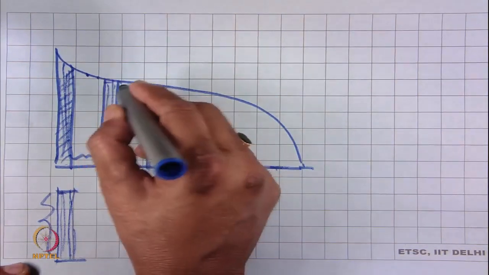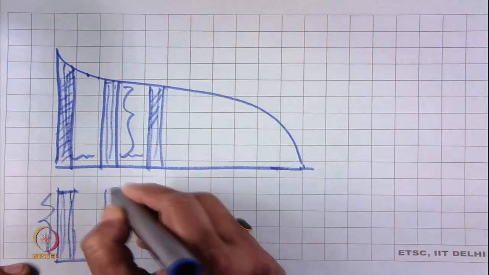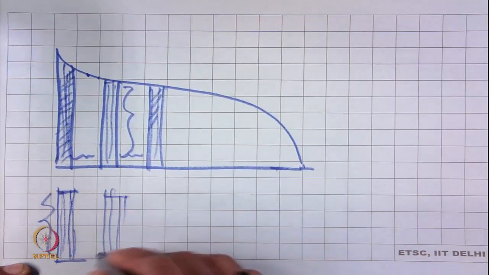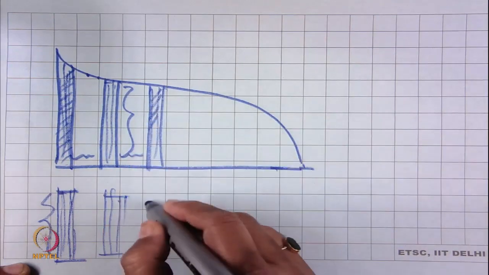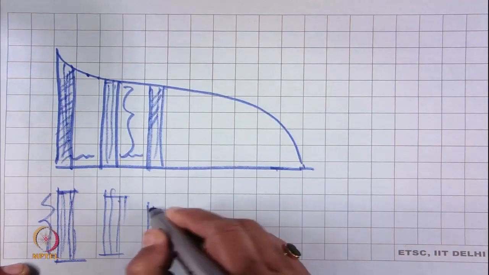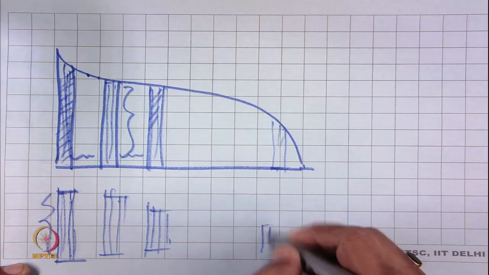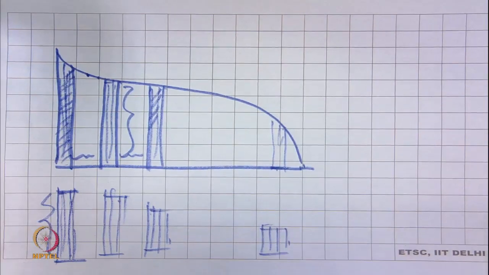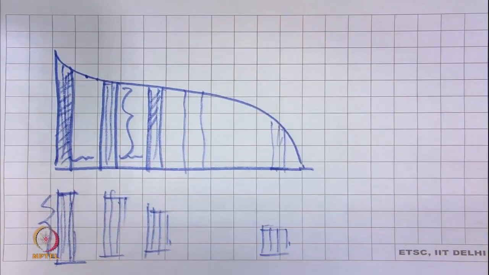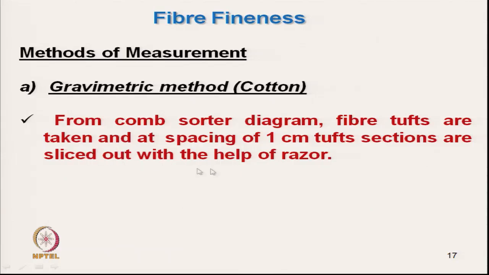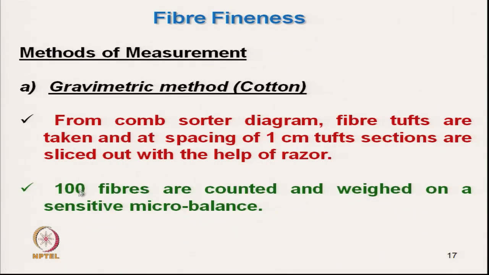From here also we take fibers and again cut them. Here also it is a smaller one, and we cut it. From here also we take smaller fibers and cut them. Now, from the different portions we have taken, sliced out with the help of a razor, 100 fibers are counted and weighed on a sensitive microbalance.